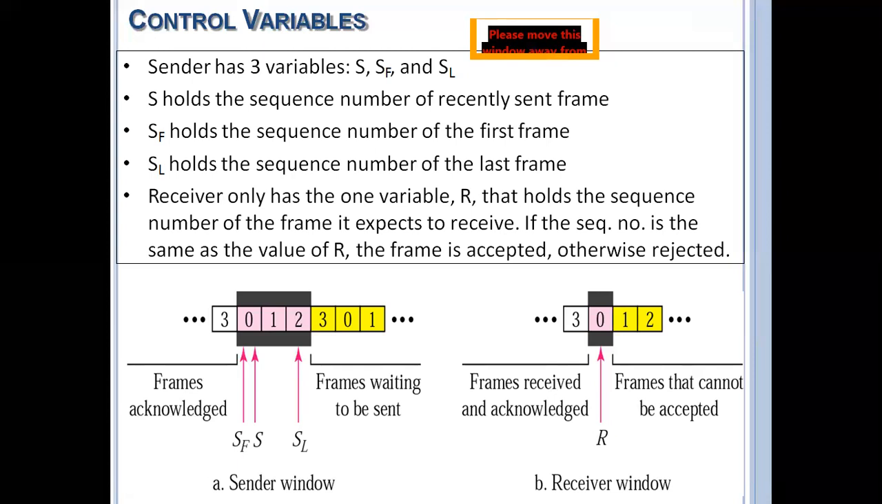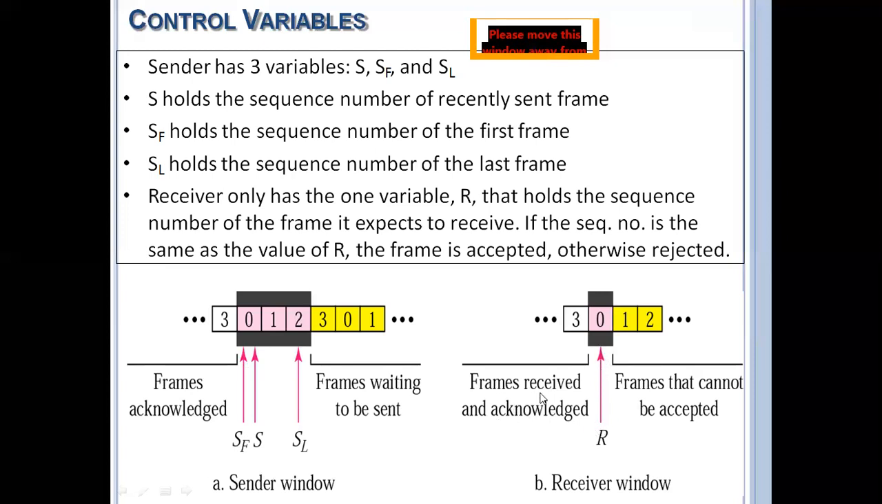R holds the sequence number of the frame it expects to receive. If the sequence number is the same as the value of R, the frame is accepted, otherwise the frame is rejected. So these are S, SF, SL: S means the recently sent frame, SF means the first frame, SL means the last frame. Here 0 is the recent frame as well as the first frame, and 2 is the last frame. But coming to the receiver side, 0 is R.